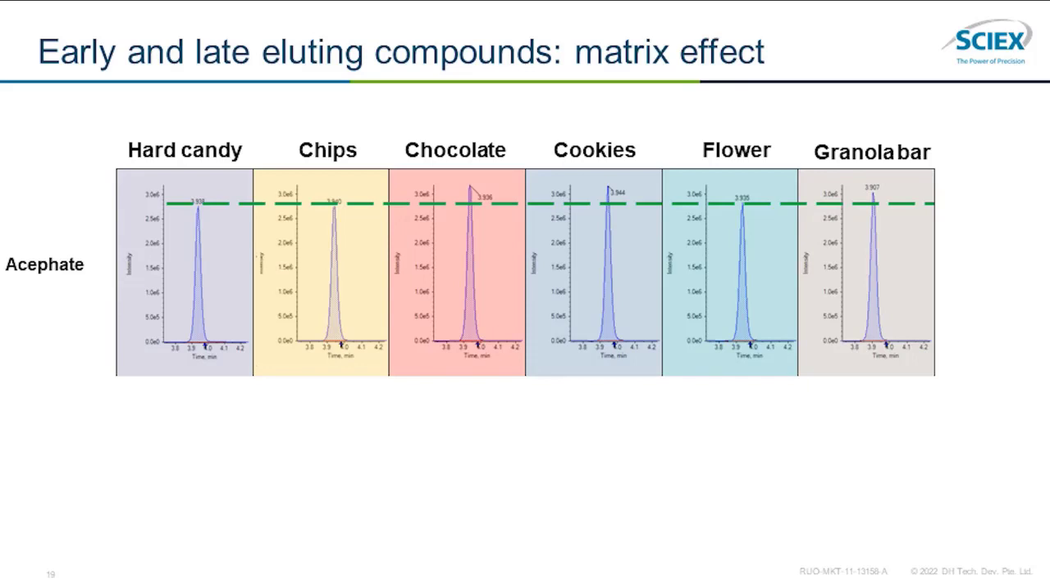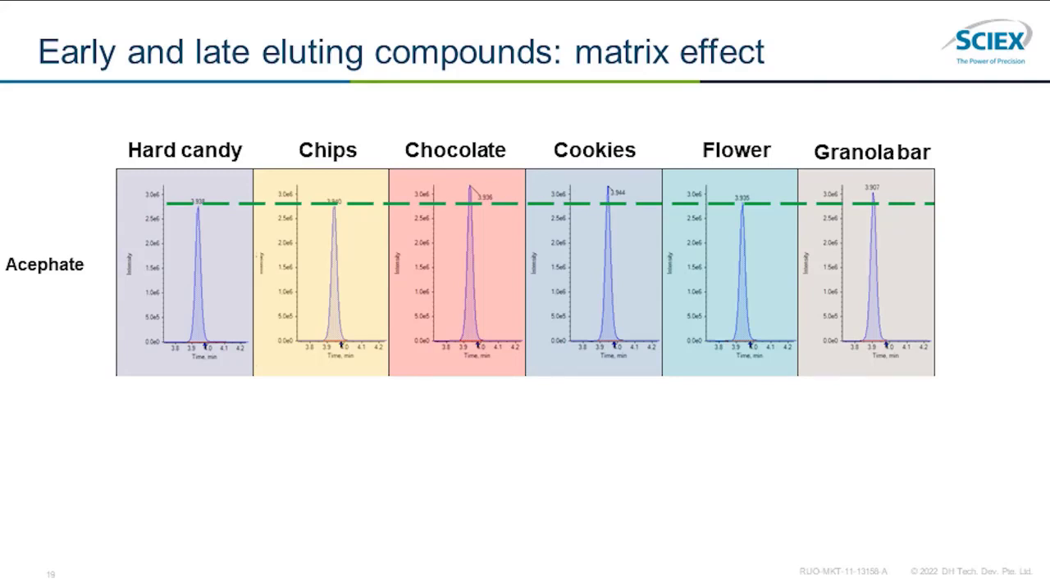So in this slide, we have acephate. So acephate is one of our early eluters. So we want to get an idea of how's the front end of our chromatogram looking? Is there a bunch of suppression in the front end? And what we kind of see is no.